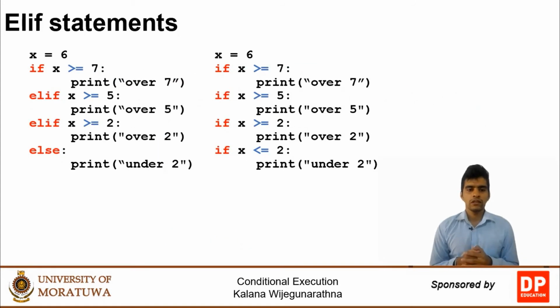Check out the two pieces of code provided here. Note that for a given integer value for x, multiple independent statements may return true, unlike in the previous example. Take a moment to figure out what the output would be for the two cases.